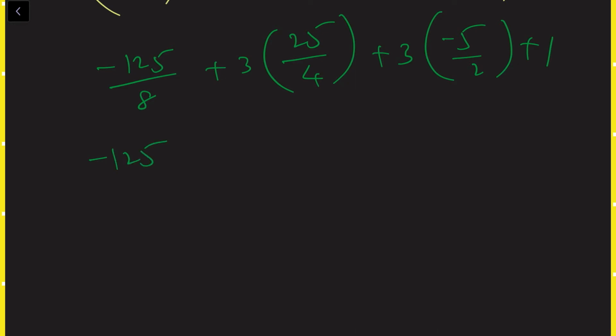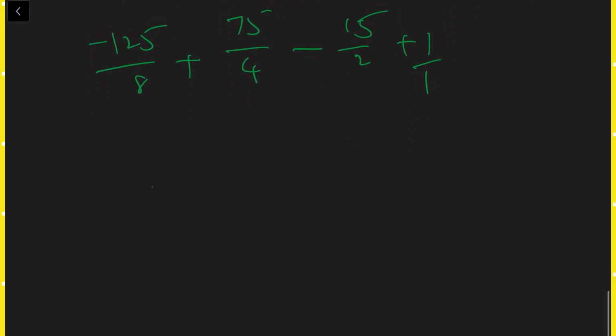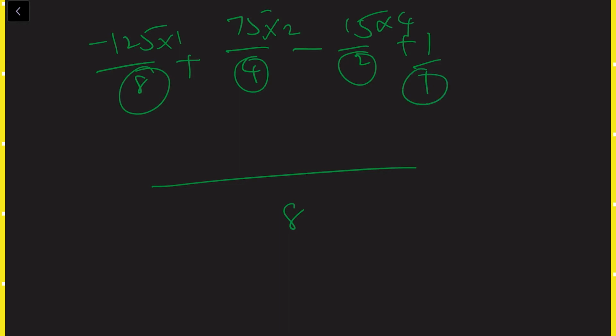Minus 125 by 8 plus 3 into 25, 75 by 4, minus 3 5s are 15 by 2 plus 1. Here also again all the denominators are different, so do the LCM. 1 can be written as 1 by 1. LCM of 8, 4, 2, 1 is nothing but 8. In 8 table, where 8 will come? 1s are. In 4 table, 2s are. In 2 table, 4s are. In 1 table, 8s are.